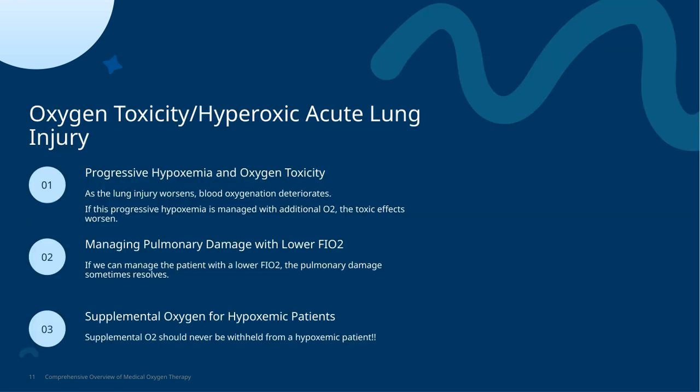Let's talk about oxygen toxicity and acute lung injury now. When we administer supplemental oxygen, especially in cases of hypoxemia, it's crucial to understand the potential risks involved. First and foremost, supplemental O2 should never be withheld from a hypoxemic patient. Ensuring adequate oxygenation is always a priority. However, managing pulmonary damage is a delicate balance. If we can keep the FiO2, that's the fraction of inspired oxygen, at a lower level, sometimes we can actually help the lungs heal. Reducing the oxygen concentration helps minimize further injury, which is a key point to remember.